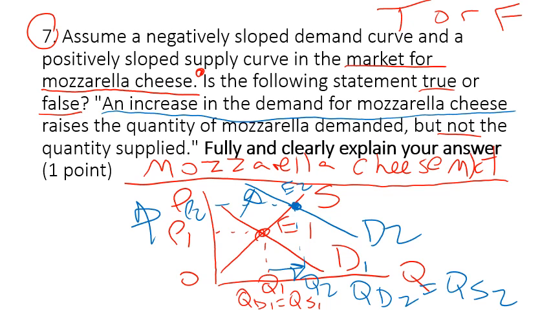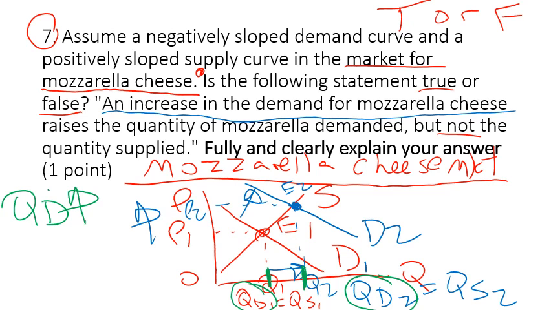All right, let me change colors again. So now, an increase in the demand for mozzarella cheese raises the quantity demanded. So is that true? Yes, it does. We notice that quantity demanded goes from QD1, which is here, to QD2, which is right there. So that's true.